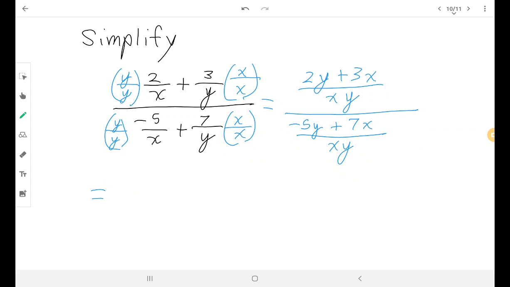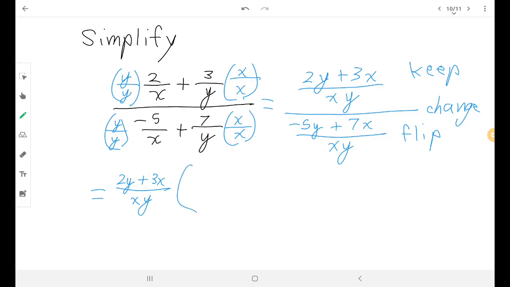And then we do keep, change, flip as our way of remembering how to change division into multiplication. You keep the top, so I'll keep that top fraction. I'll change division into multiplication, and then I will flip the bottom fraction so that it looks like that.